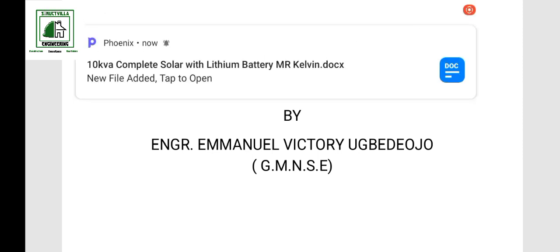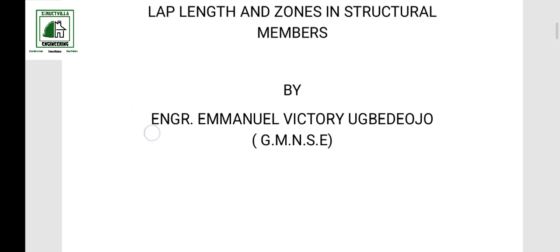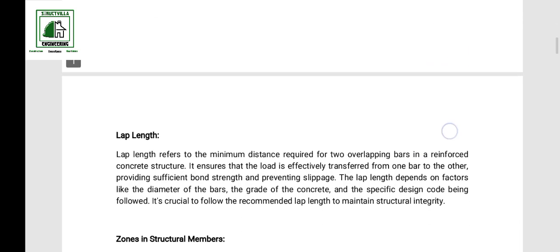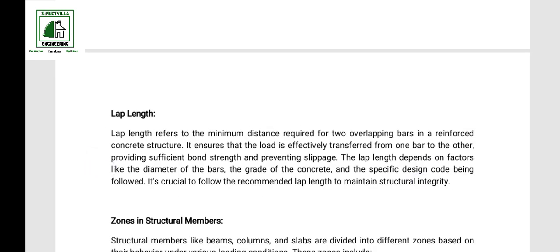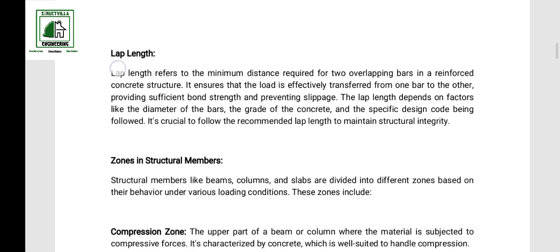These are very critical pieces of information. You don't just lap reinforcement anywhere on your structural member. There are specific locations where you lap it for the effective quality of the structural member. First of all, lap length refers to the minimum distance required for two overlapping bars in a reinforced concrete structure. It ensures the load is effectively transferred from one bar to the other, providing sufficient bond strength and preventing slippage. So that is the definition of lap length.